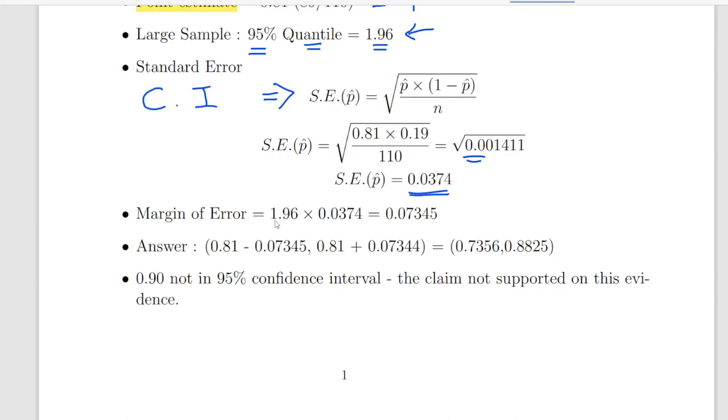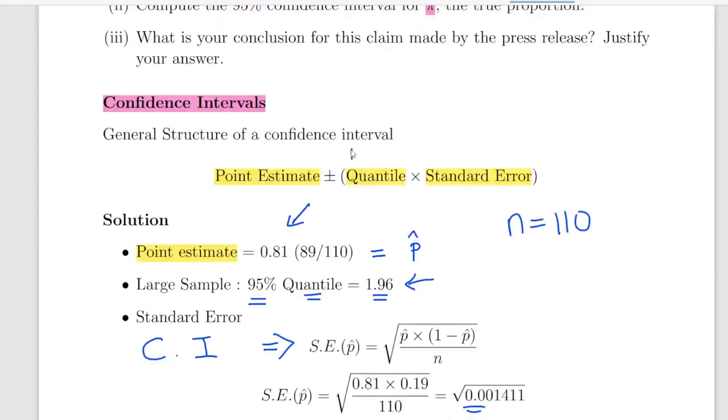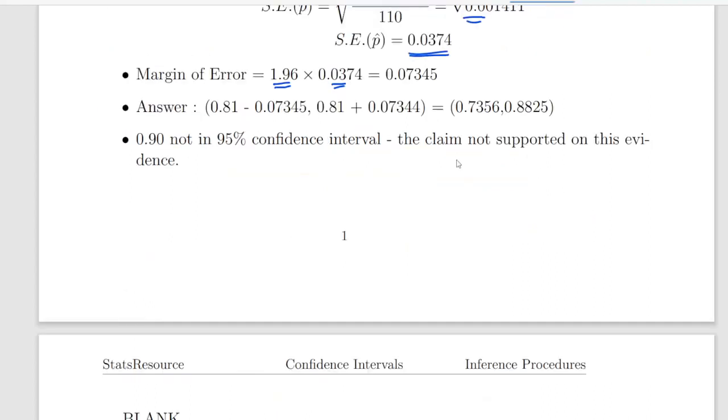So the margin of error is what we get when we multiply the quantile by the standard error: 1.96 times 0.0374. Just as a quick remark, this collectively is the margin of error, this part here, that combined expression, the product of those two numbers. So the confidence interval is the point estimate plus or minus the margin of error.